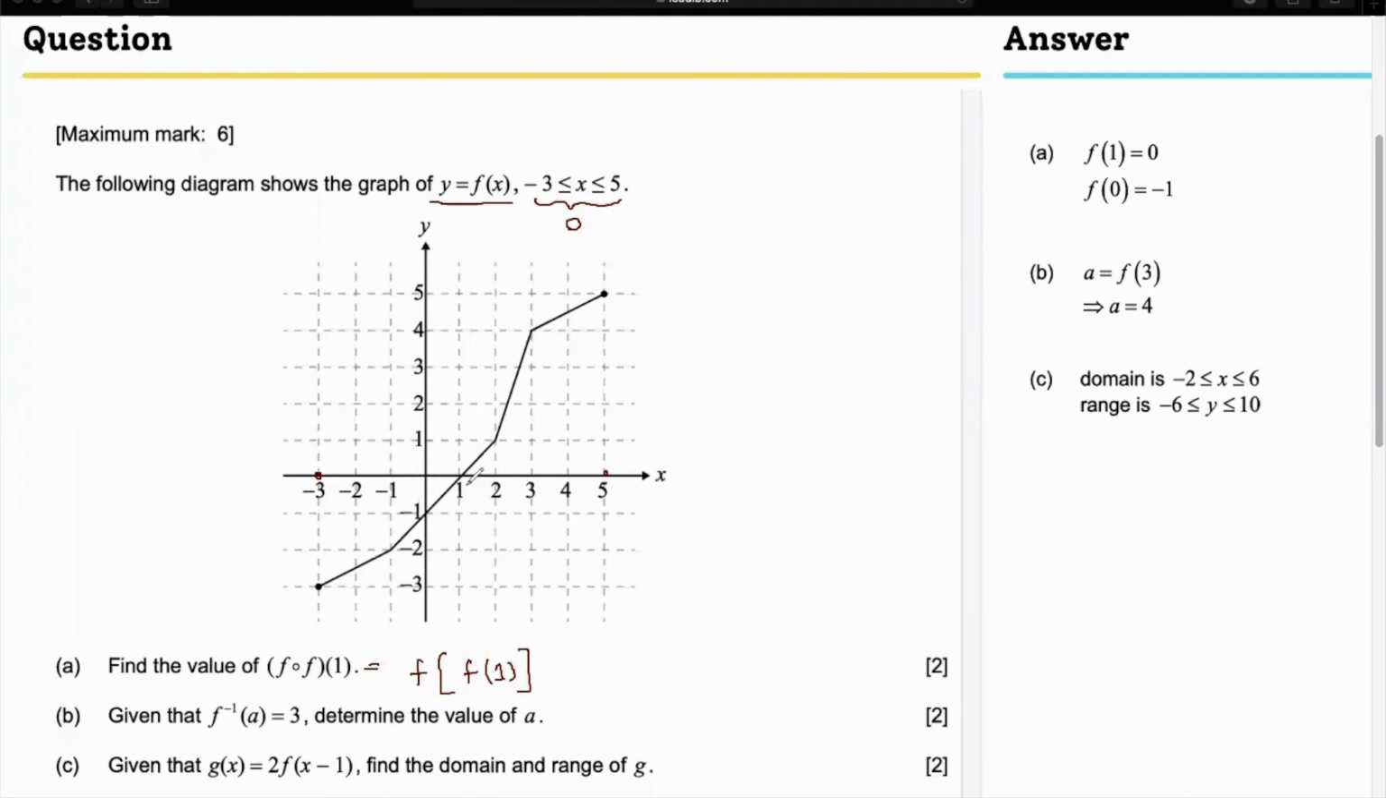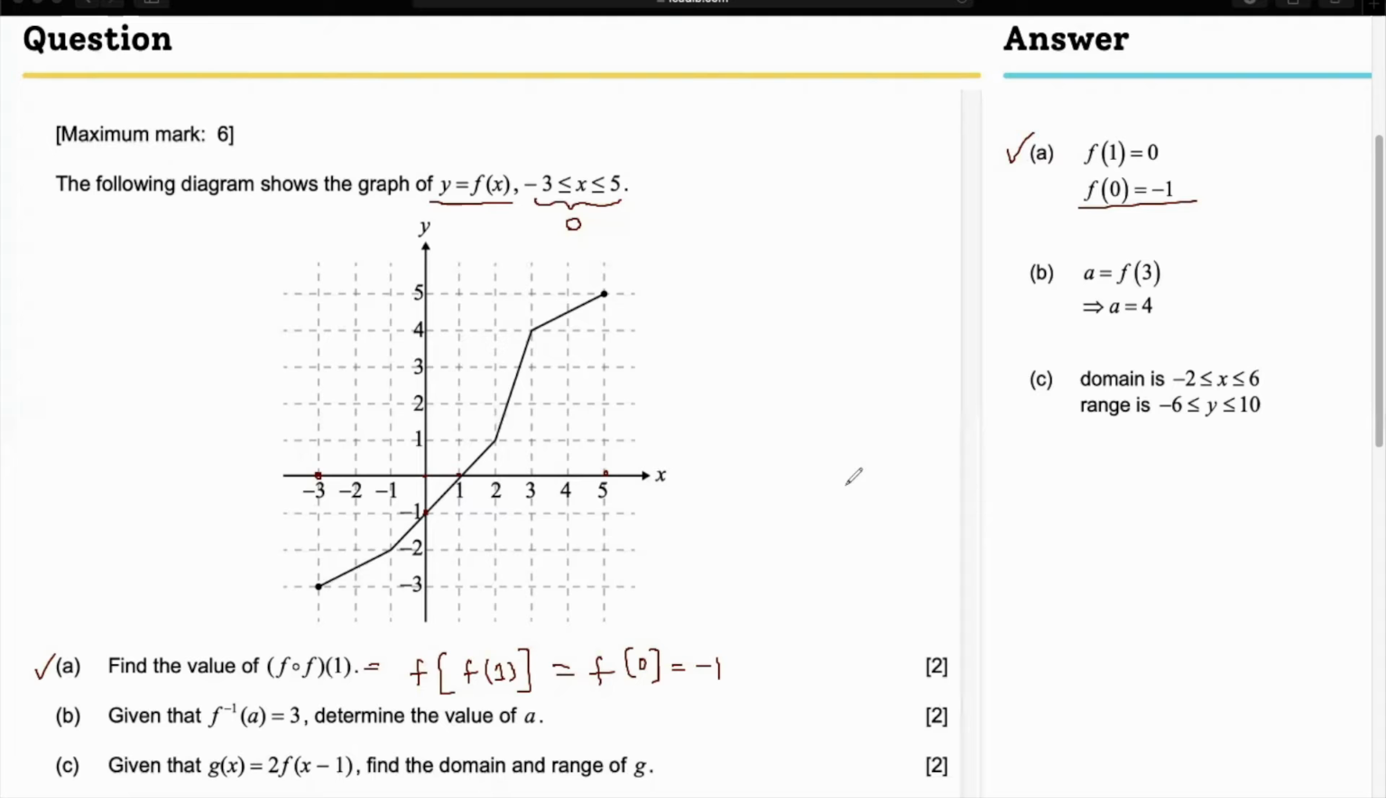Now, first of all, for x is equal to 1, the value of the function is 0. So this will be f of 0, and f of 0 gives you, at 0, the function value is -1. Do you see that? So this is -1. The first is a very simple question, and we got the answer already. f of 0 is -1. -1 is the final answer for the A part.